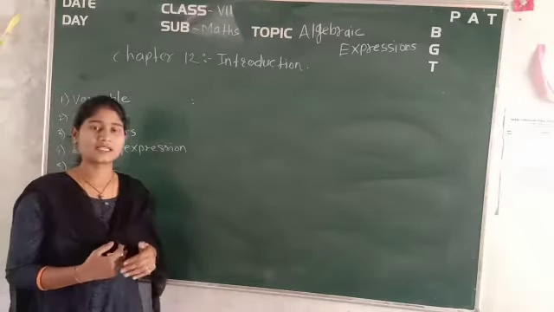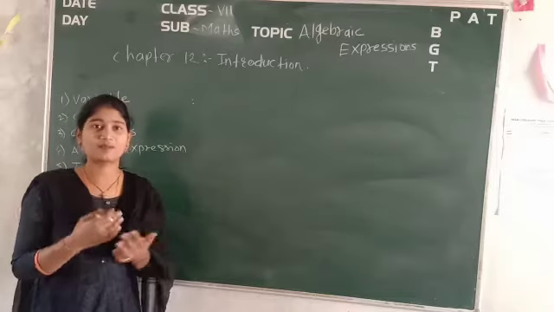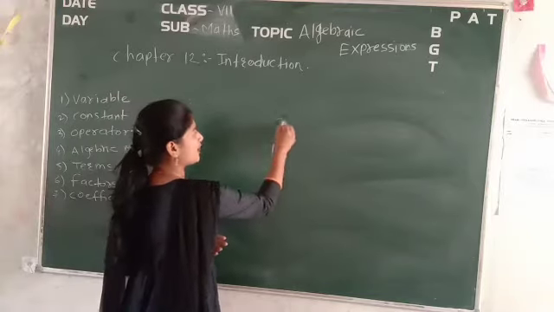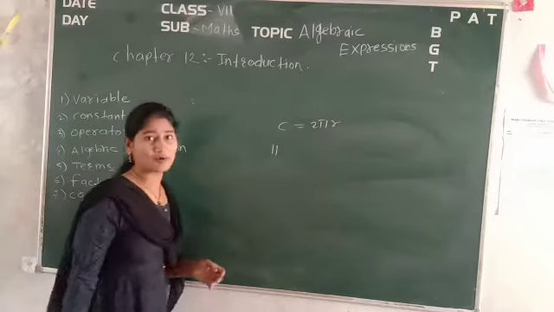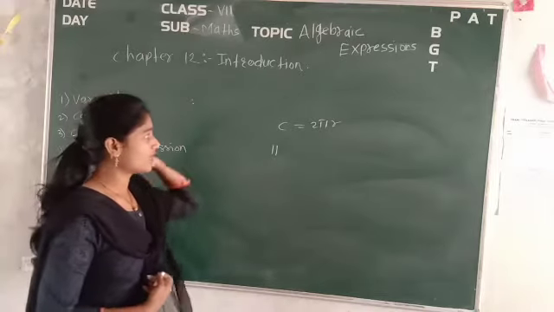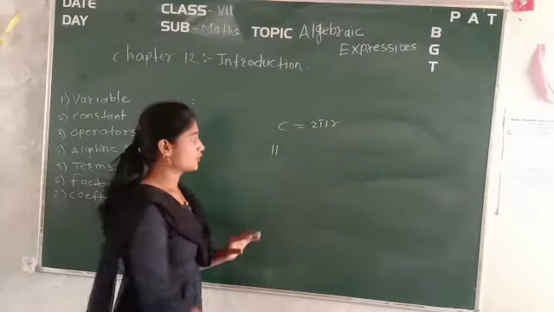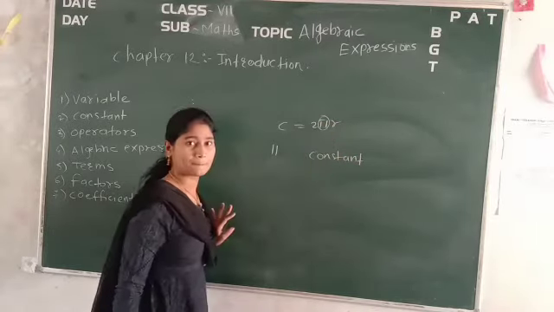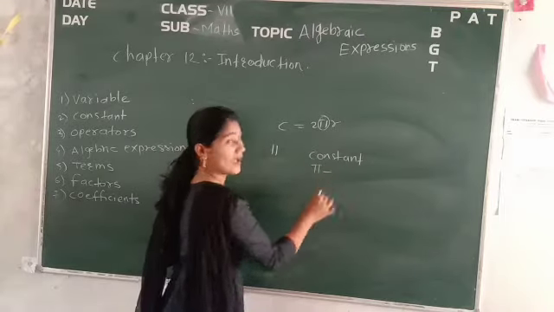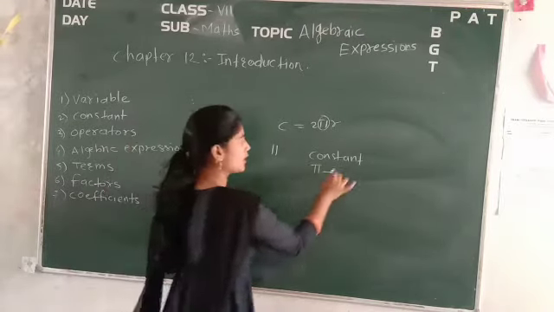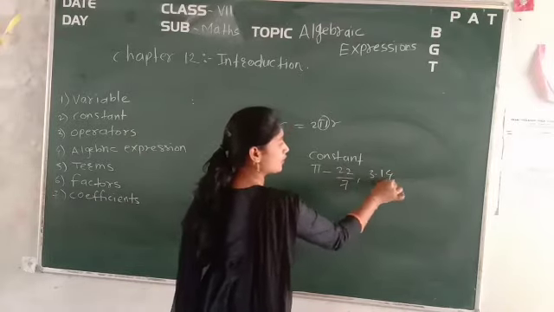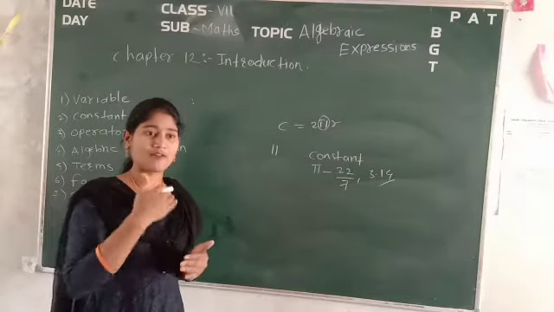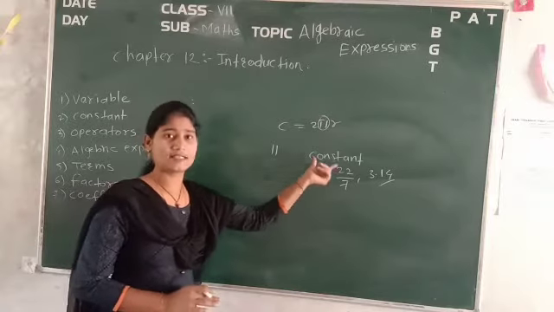Now in your previous classes you have learned some words, like variables and constants. Like in mathematics, in order to find the circumference of a circle, you have the formula C equals 2 pi r. Within that, 2 is a number, so we call it a constant. This pi is also a constant, because the value of pi is 22 by 7, or 3.14. It is a fixed value. If we have a fixed value, then we call it a constant.